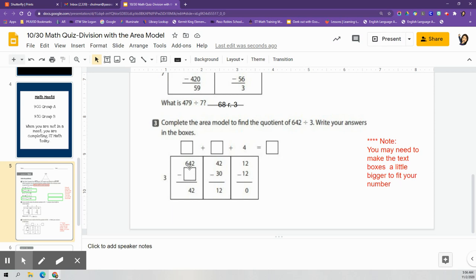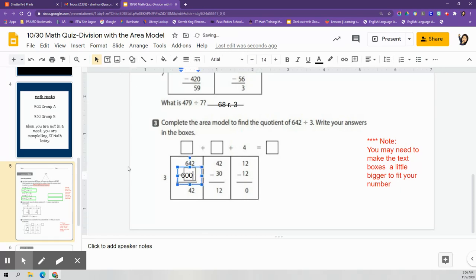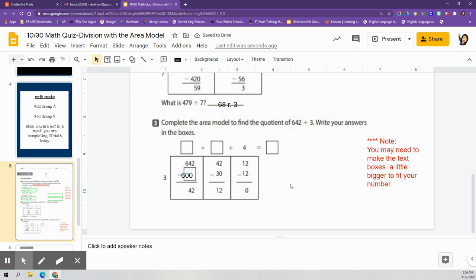So what I need to know when I look at number 3, it says complete the area model to find the quotient of 642 divided by 3. Write your answers in the boxes. And so what we have to start with is we have to figure out this piece first. I need to know what number goes here in order to know what to multiply 3 by. And so when I look at this, it says 642 minus something equals 42. Well, that's really easy. I know that I have to take away 600. If you figured out that part, then you pretty much got this problem right. So 642 minus 600 gives me 42 left.